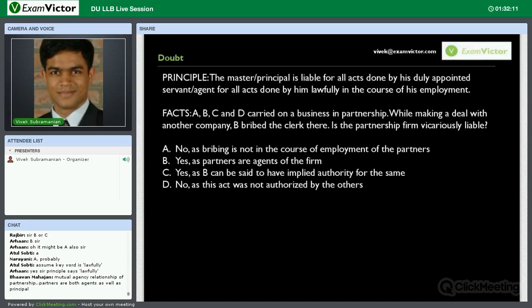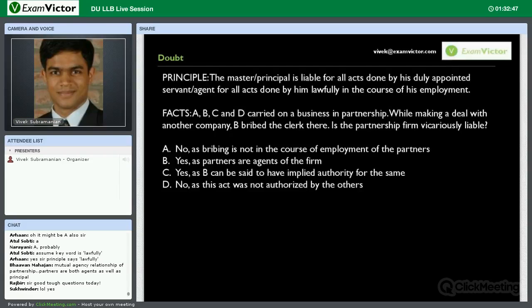So in my view, the act is done by the partner as an agent. It is done in the course of his employment, but it is not done lawfully, because the law does not approve of any bribe being given to anybody. So it is not a lawful act, and therefore, as per the principle, the other partner should not be held liable. So the answer should be no. Now we have no in option A, we have no in option D. Which of these two should we tick?